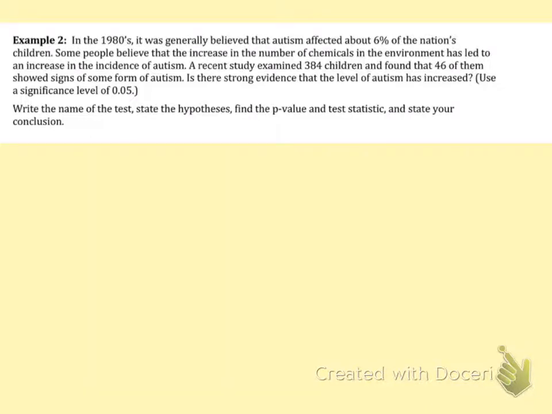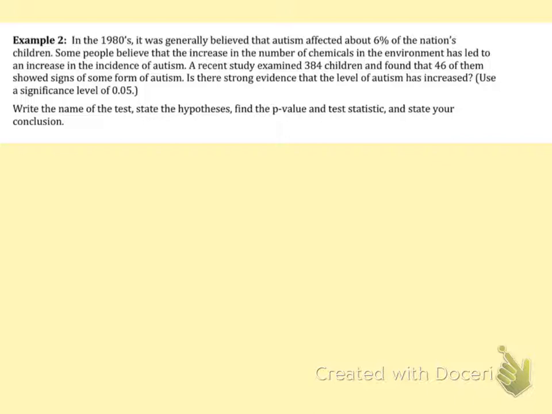This is example 2 from chapter 15 of your student packet. It says, in the 1980s, it was generally believed that autism affected about 6% of the nation's children. Some people believe that the increase in the number of chemicals in the environment has led to an increase in the incidence of autism. A recent study examined 384 children and found that 46 of them showed signs of some form of autism. Is there strong evidence that the level of autism has increased? Use a significance level of 0.05.